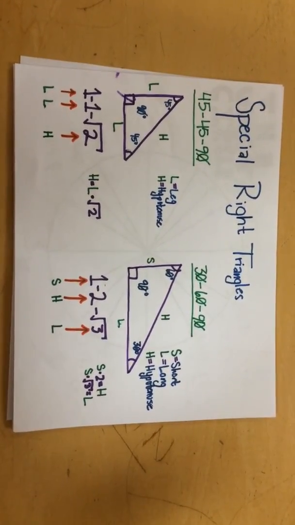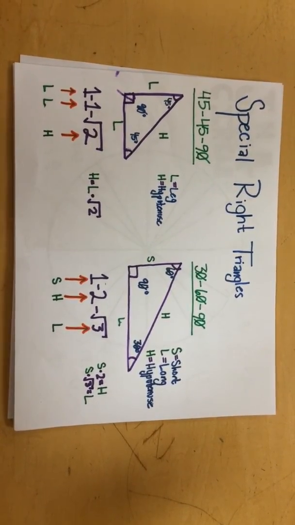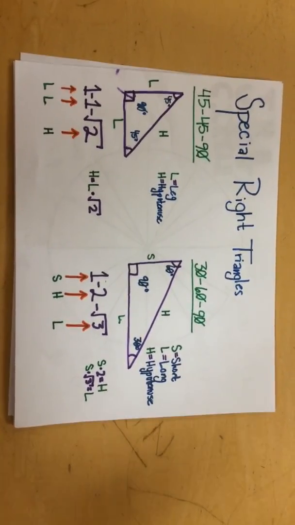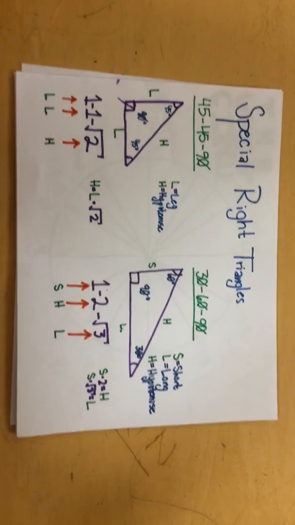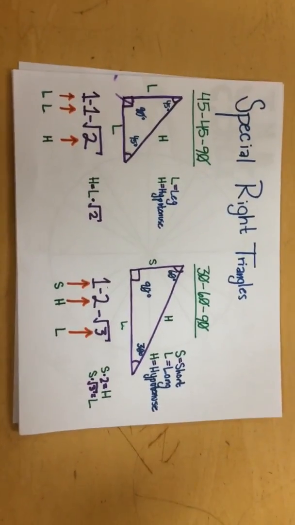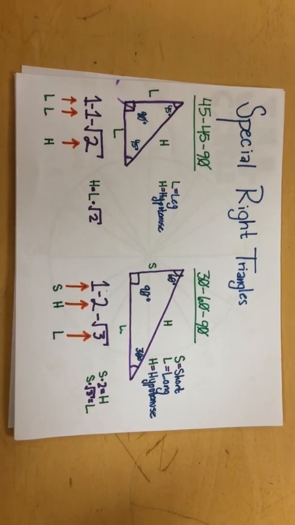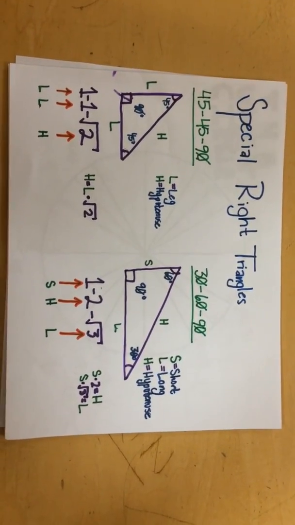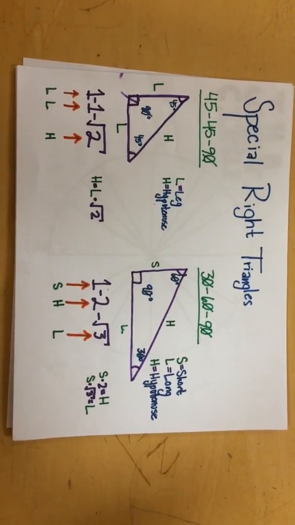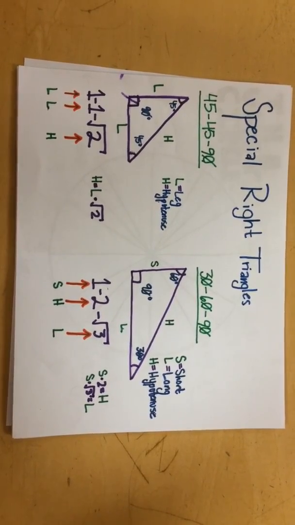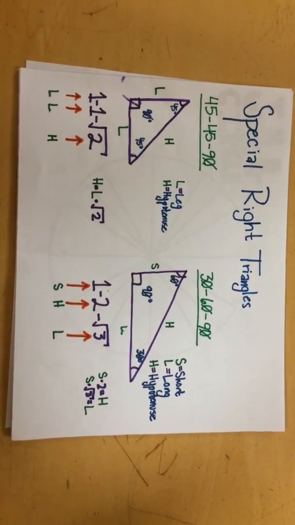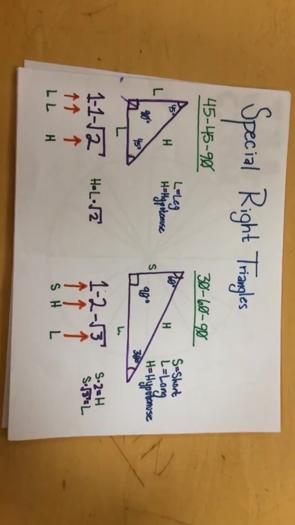The other special right triangle is the 30-60-90 triangle. As you can see on the right, it consists of one 30-degree angle, one 60-degree angle, and one 90-degree angle. The hypotenuse is 2 times the measure of the short leg, while the long leg, which is adjacent to the 30-degree angle, is the square root of 3 times the measure of the short leg.